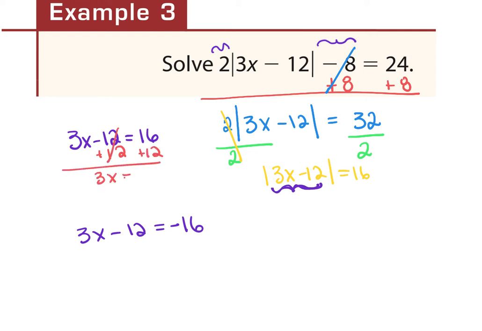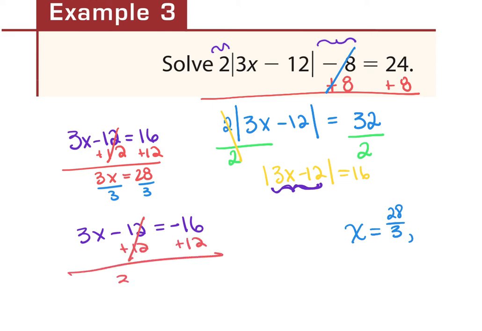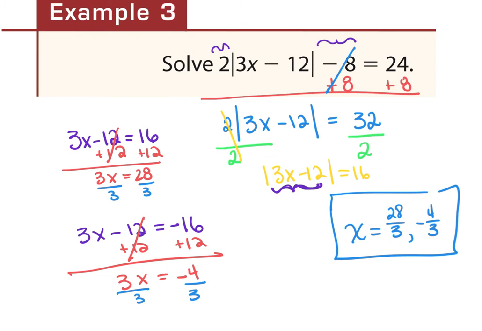I get 3x equals 28. We're going to get a fraction here. So x can equal 28 thirds. It does not reduce. On this piece, I am going to add my 12. 3x is going to equal -4. Again, I am going to get a fraction. X can equal -4 thirds. I have accounted for both scenarios. I get two answers here. Two answers.